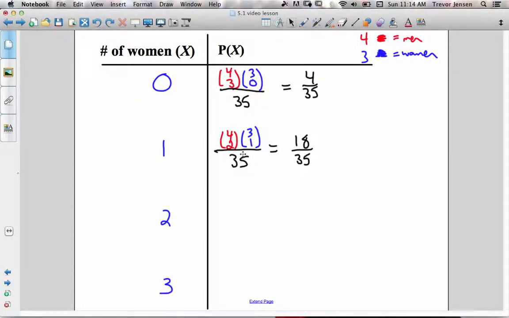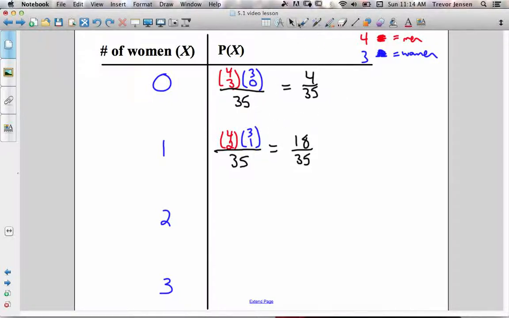And what is this? Keep in mind, what does this 4 choose 2 mean? That means how many different groups of 2 could I make from the 4 men if the order doesn't matter? And what does this 3 choose 1 mean? That means how many ways could I choose 1 person from a group of 3 women? And obviously there's 3 different ways you can pick 1 from 3.